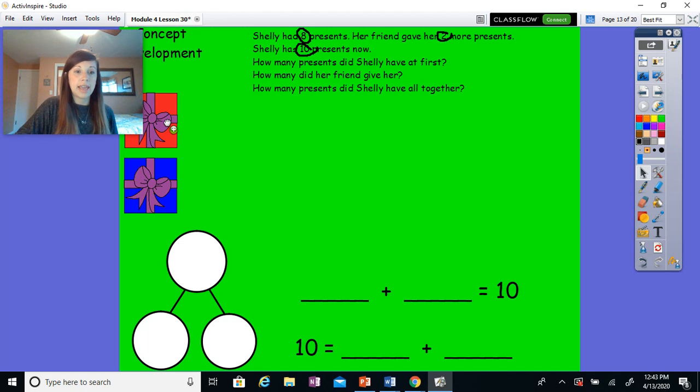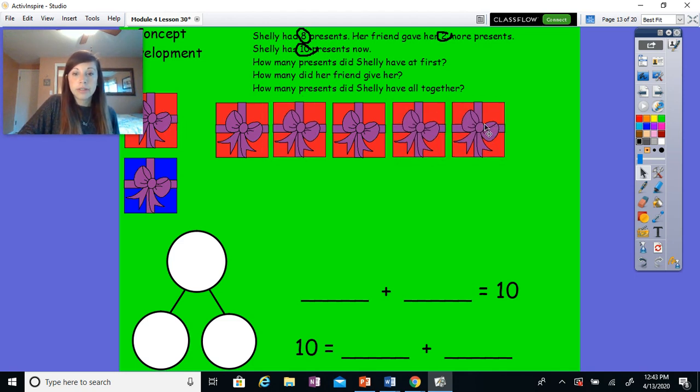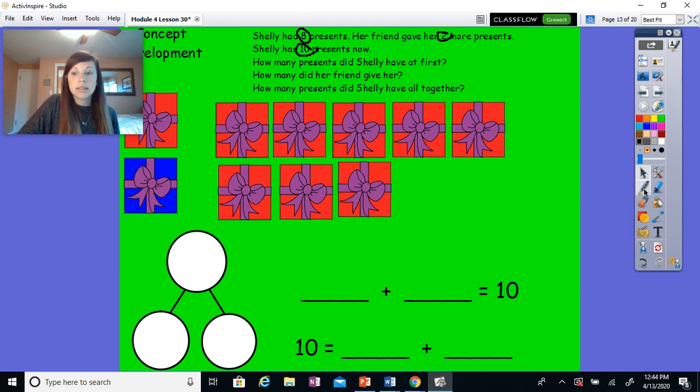So help me count out 8. We're going to put them in the 5 group way. So when we get to 5, we go underneath. Okay. 1, 2, 3, 4, 5. I'm going to go underneath. 6, 7, 8. Okay. Now, I put 8 presents there because that's how many she started with.